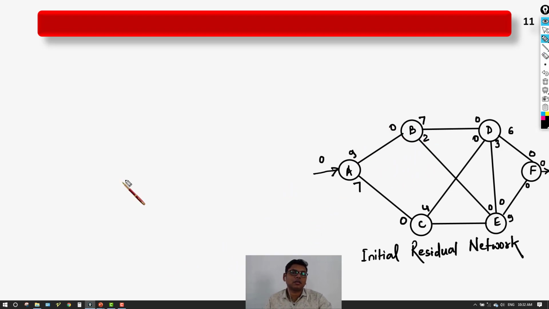What I am going to do, I am choosing one augmenting path, this one, A, B, D and F. So how many are possible? You have to choose the minimum one on this path. The minimum residual capacity: 9, 7, 6. Out of this, minimum is 6. So on this path, how much flow is possible? Just 6.